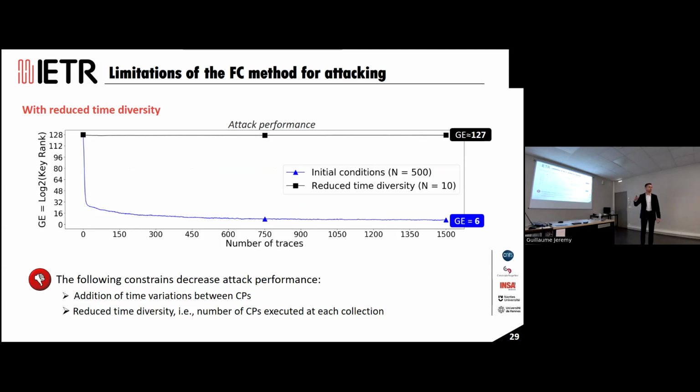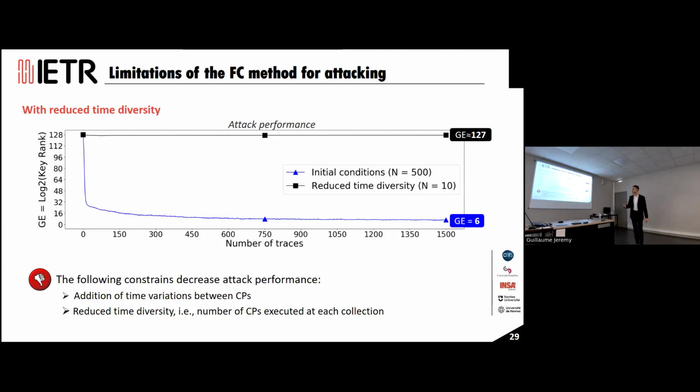And when we perform the attack by reducing the time diversity, so initially we had a time diversity of 500, and when we reduce it to only 10, then it's not only that the attack performance is decreased, it's that the attack does not work at all. Probably when the victim is computing only 10 cryptographic processes, it does not even produce such a trigger signal as a frequency component. So the method to segment the traces does not work.